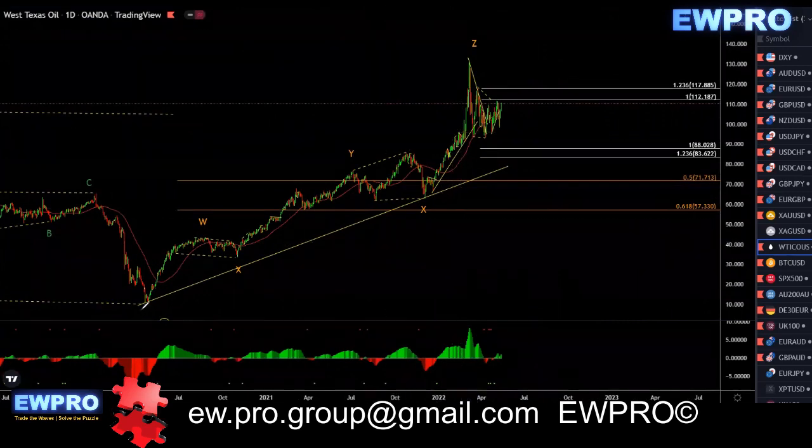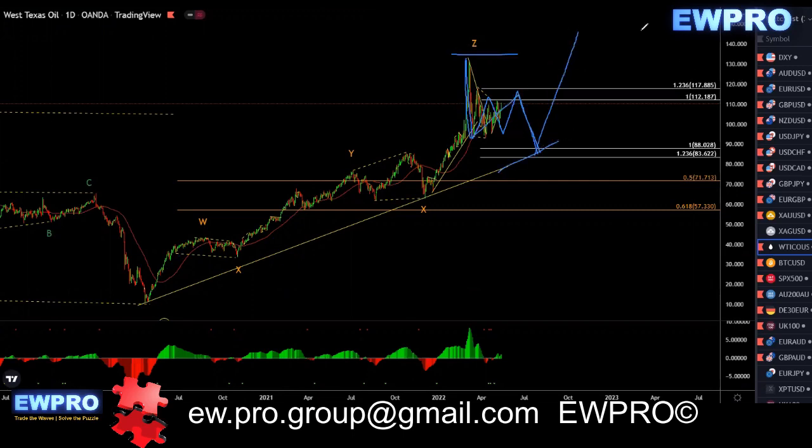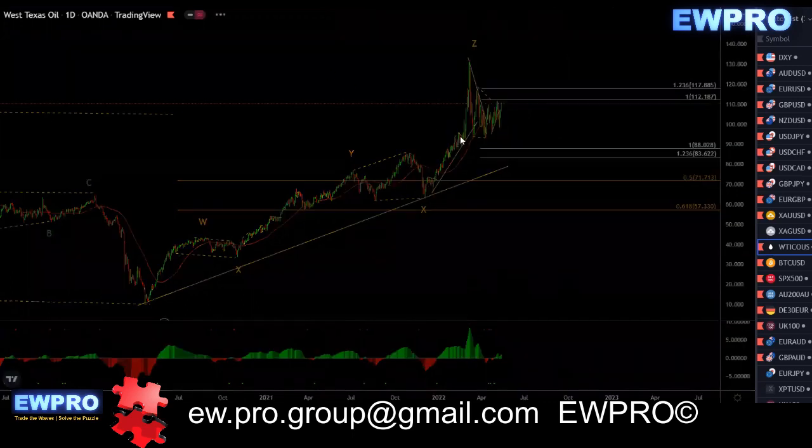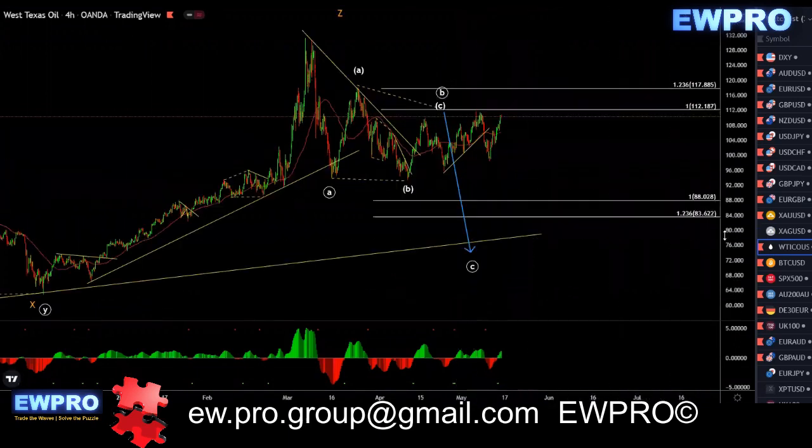So looking at WTI, we've got WXY, X2, and then the Z up. We lost all the bearish divergence. So like I've been saying for ages, we're just looking for a correction in here, possibly down to this trend line, and then we get a bounce up and get more upside, breaking the top. Now, this may be over.